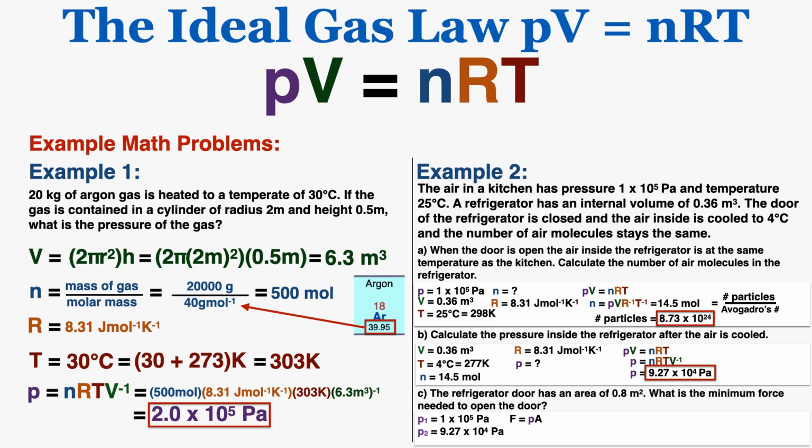Rearranging the pressure equation gets me force equals pressure times area. So the force from the outside is 8 times 10 to the 4th newtons, and the force from the inside is 7.42 times 10 to the 4th newtons. The force required to open the door, as you'll remember from the pressure lecture, is the difference between those two forces. The difference is going to be equal to 5.8 times 10 to the 3rd newtons. So that's how much force you would have to apply to open the door of the refrigerator after it had been sealed and the air had been lowered to that lower temperature.